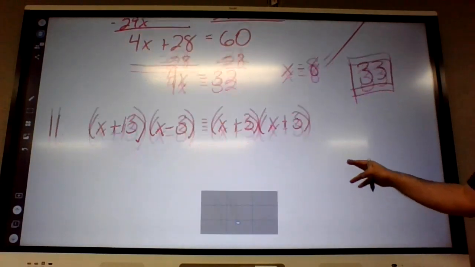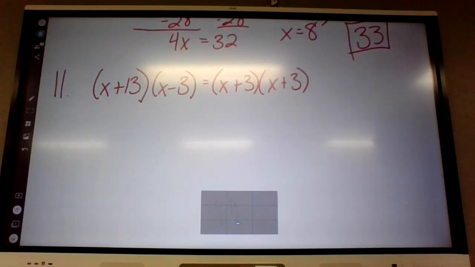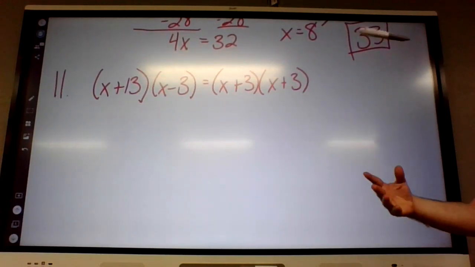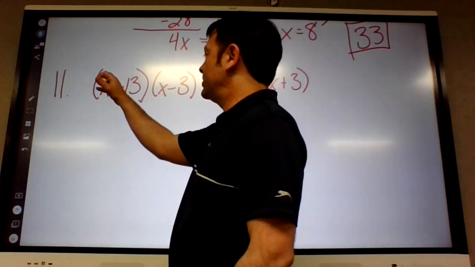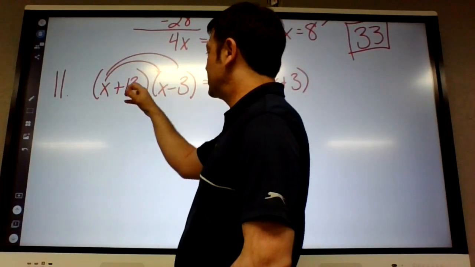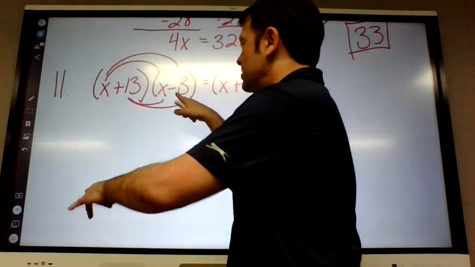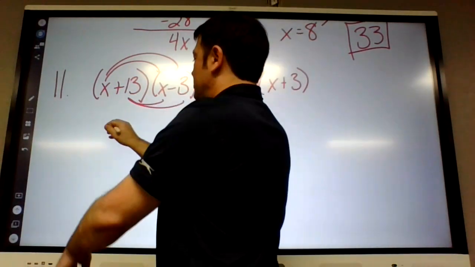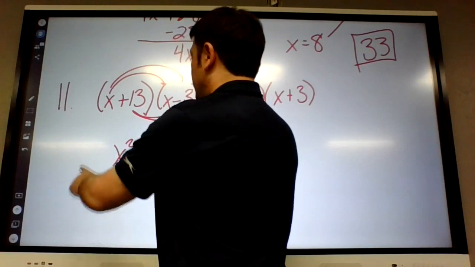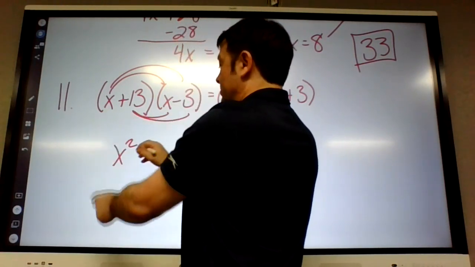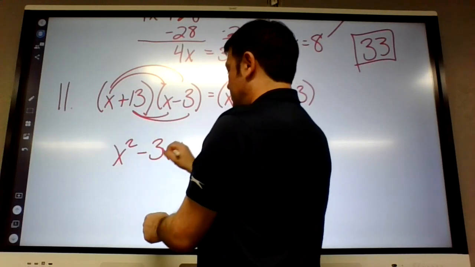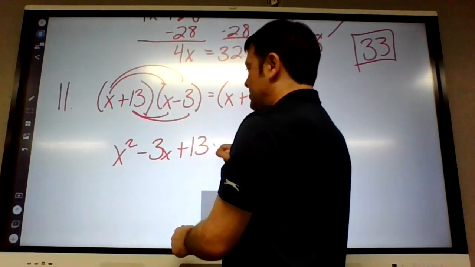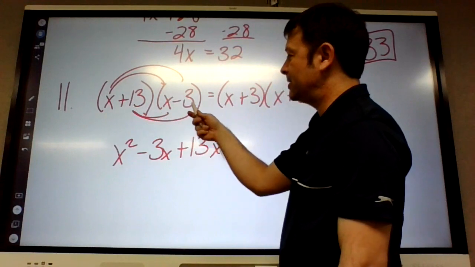How do we simplify this? Well, FOIL. FOIL means first, outside, inside, last. So the first, x times x, is x squared. Outside, negative 3 times x. Inside, 13 times x. And the last, 13 times negative 3.